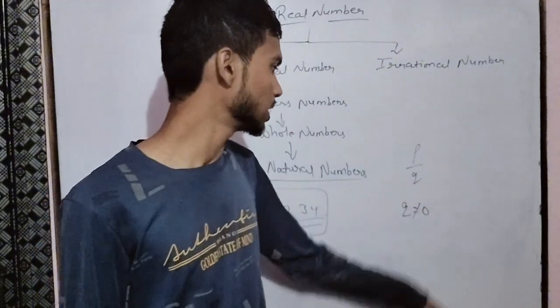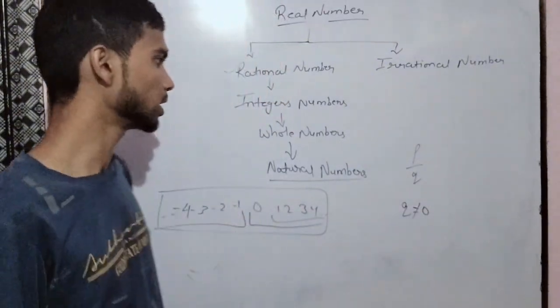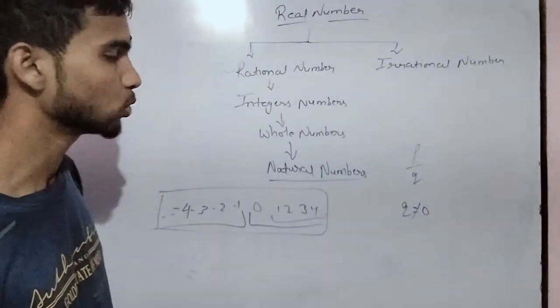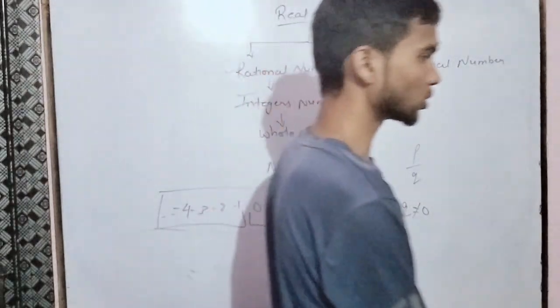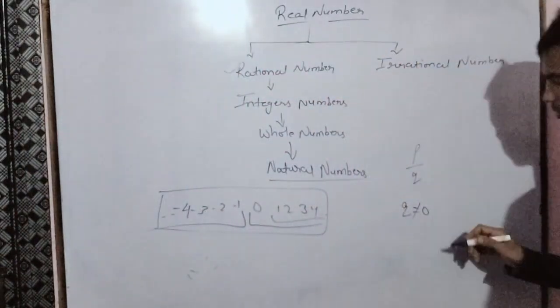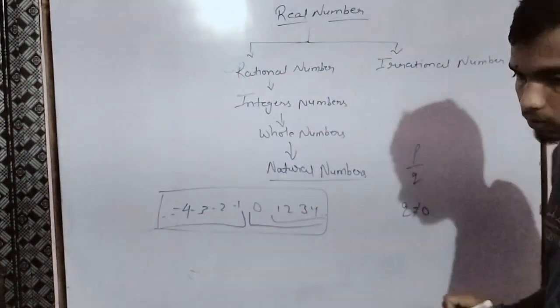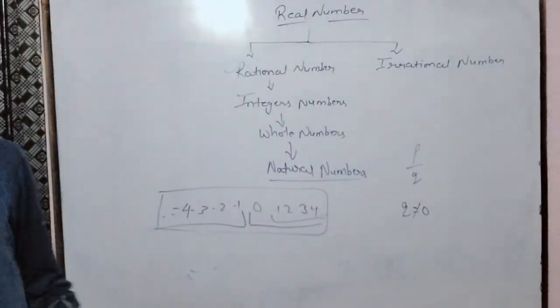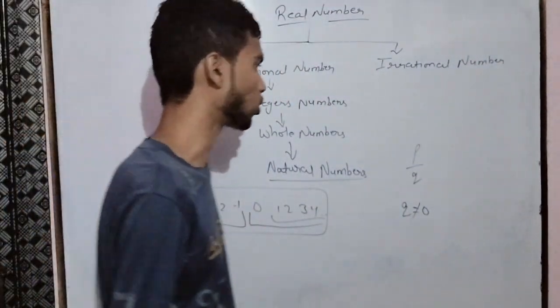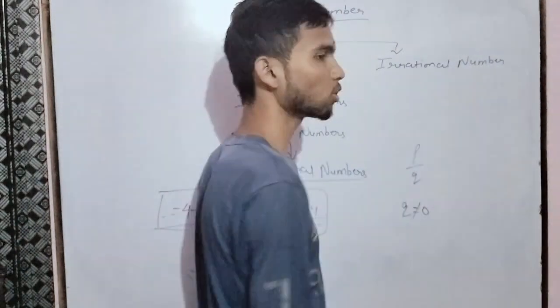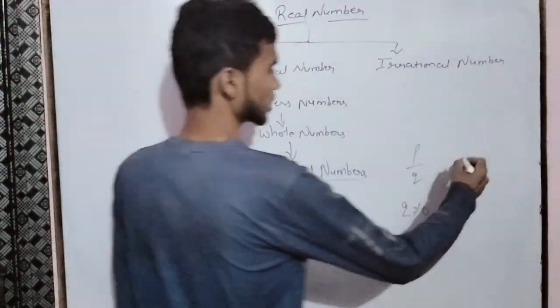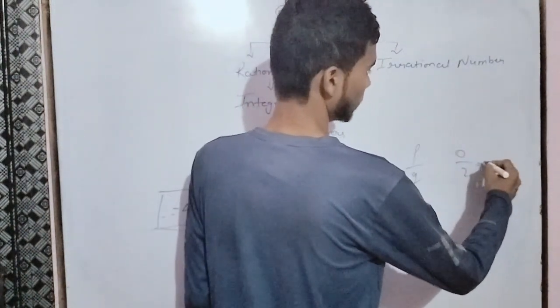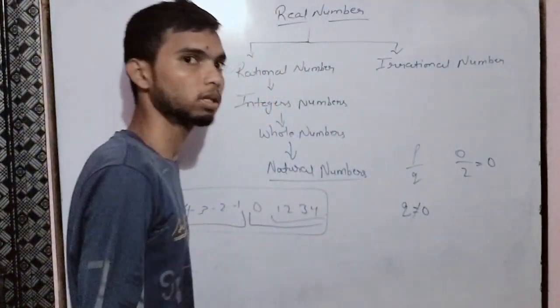So that's why it is said that in place of q, there should not be a 0 number. If in place of p there is a 0 number, then it will run. There will not be a problem. So in place of p it can be 0. Let's say 0 upon 2, so it will be 0.